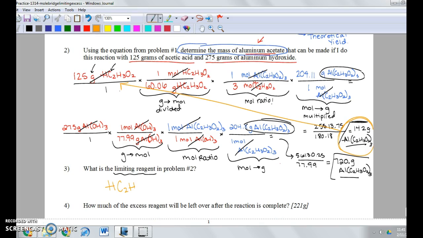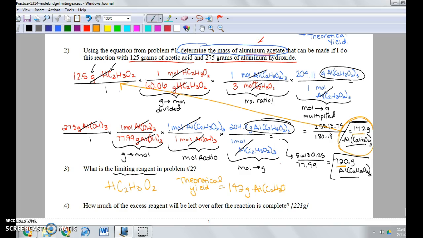Why is that? Well, because acetic acid produced the least amount of our product, that means that acetic acid will run out first, limiting us to only making 142 grams of our product. We will run out of acetic acid before we ever even get close to making 720 grams. So our limiting reagent is acetic acid, and our theoretical yield is going to be 142 grams of our product.